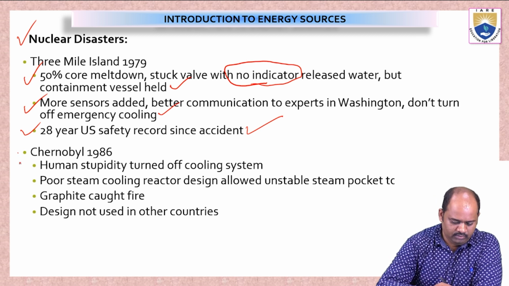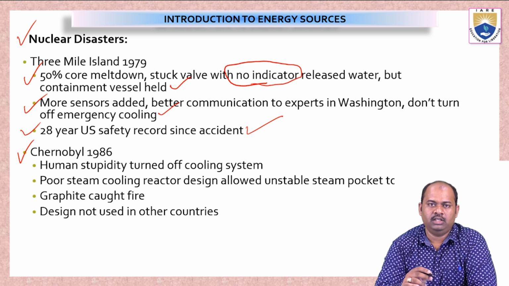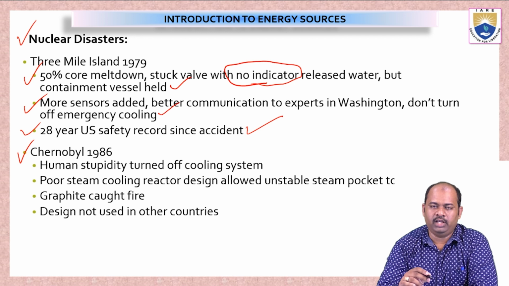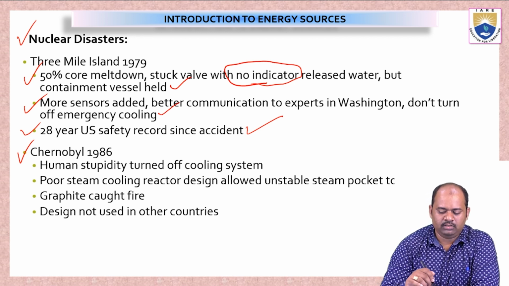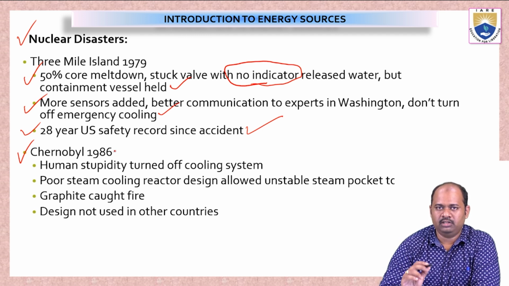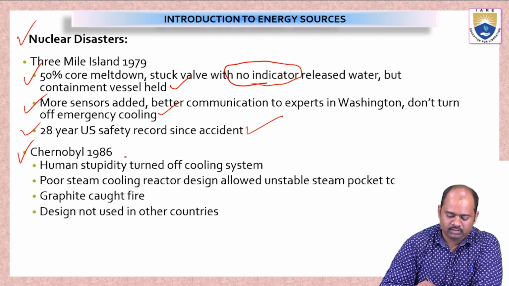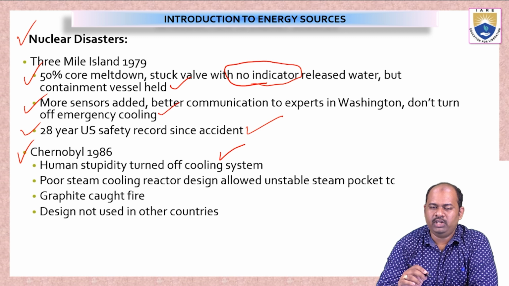Now, another situation in Russia. This happened in 1986 in a city called Chernobyl, where a nuclear power plant blasted. There was one stupid action by a human which led to this incident: the operator turned off the cooling system. The operator working at the cooling system of the reactor, knowingly or unknowingly, turned off the cooling system.